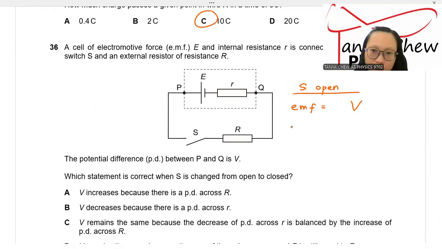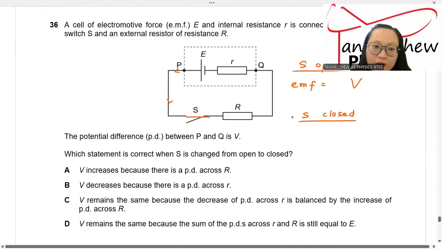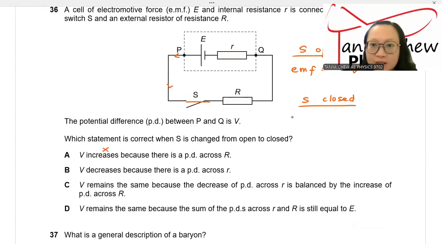But when the switch is closed, right? So the current will flow. When the current flows, some of the PD is being used across the internal resistance. Right? So V cannot be increasing. When the switch is open, that's the maximum V that you get. So when the switch is closed, you will get a decreased value. So C is also wrong because it cannot remain the same. It will have to decrease because there must be a potential difference across the internal resistance.